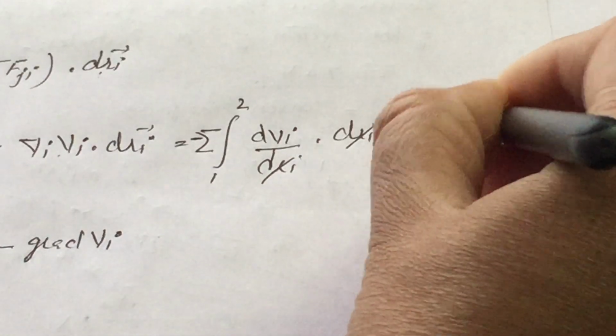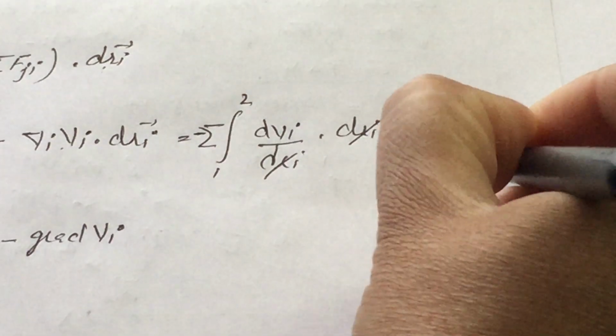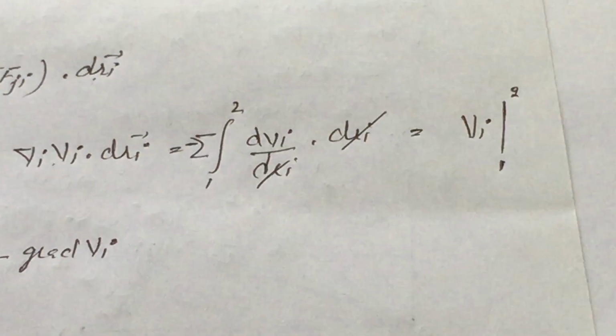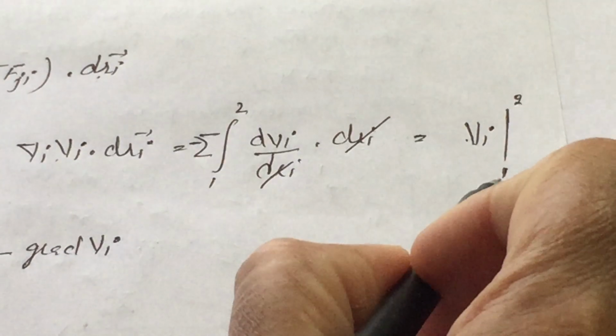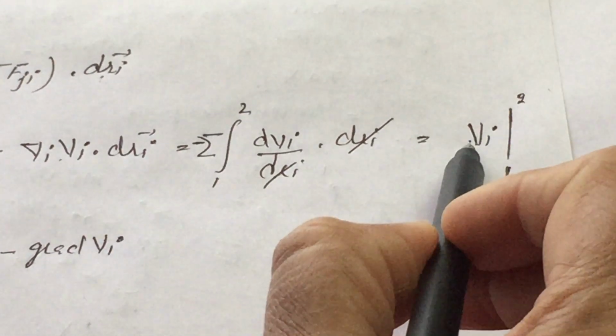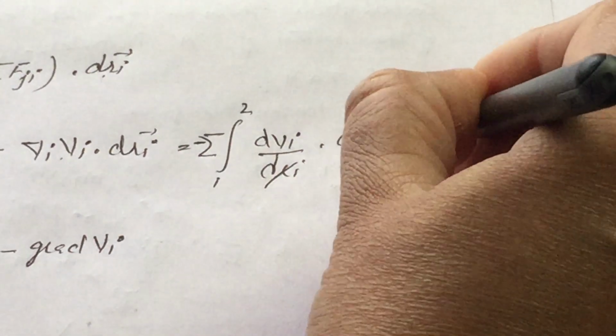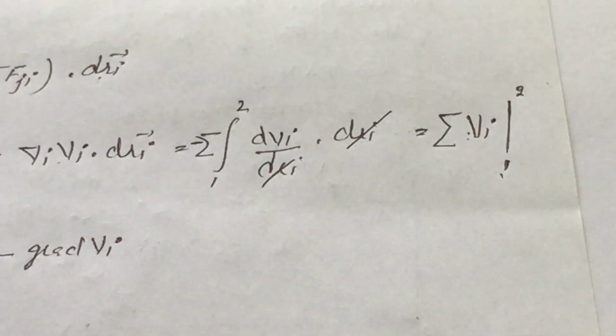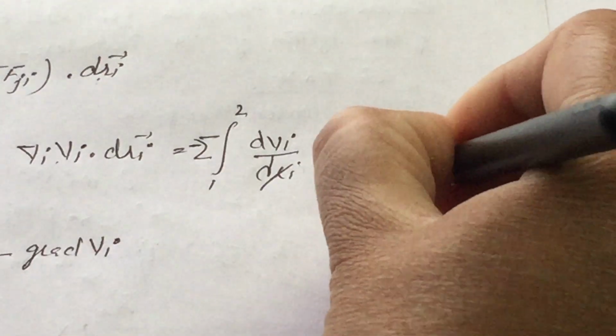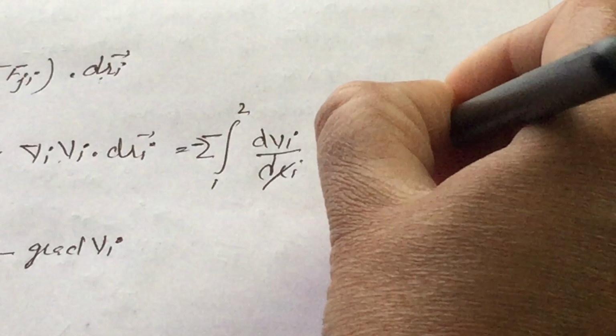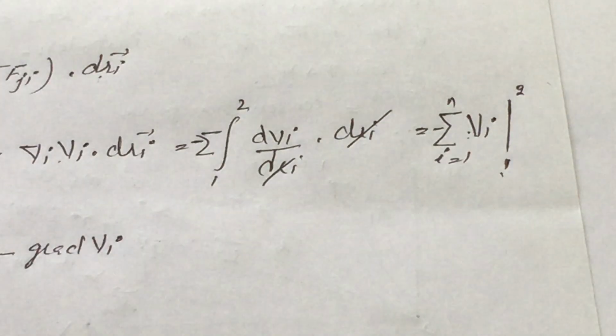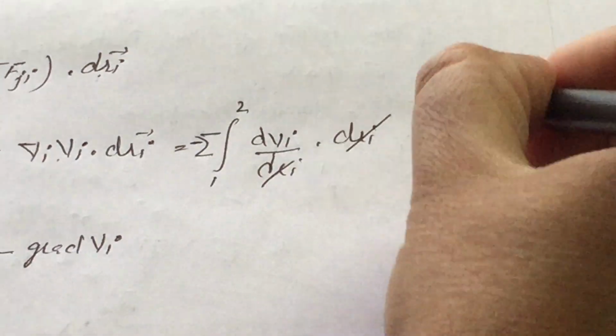You will get Vi, that is the potential energy for the ith particle. And this potential energy of the ith particle can be at initial point 1 and final point 2. We can put the limits, and we are putting the summation. The summation goes from 1 to n with negative sign. Let us consider this is our equation number 2.